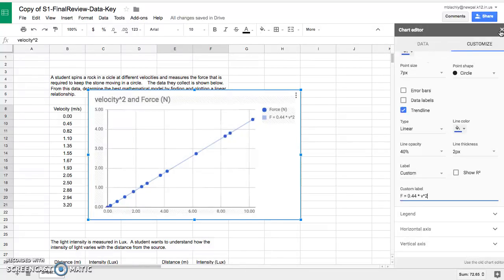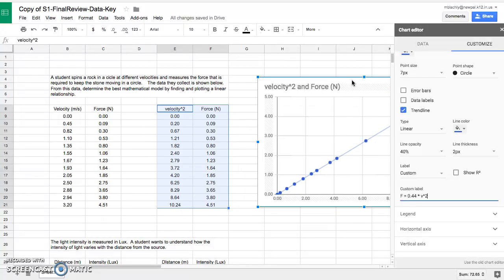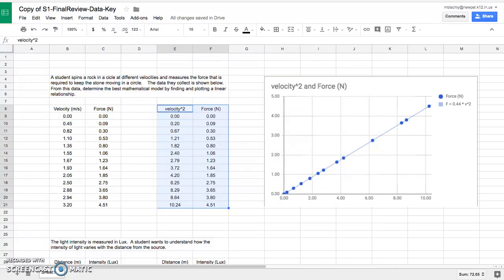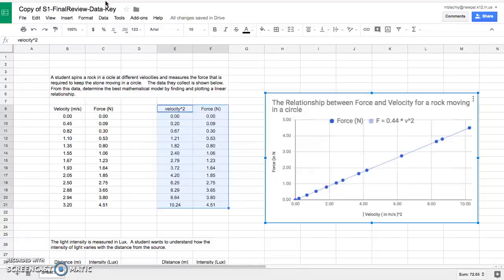Okay, so the only thing you've got to do from this point on is fix your title. It needs to be in context, and add your labels. And so when I do that, it's going to look something like this. Okay, so here's my finished graph.